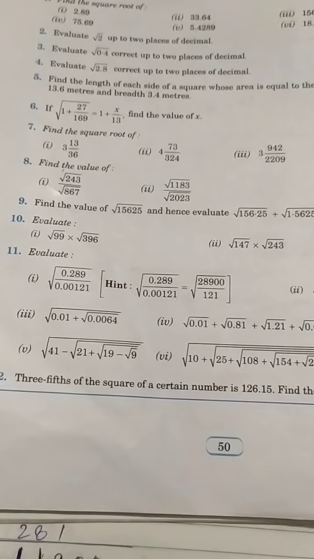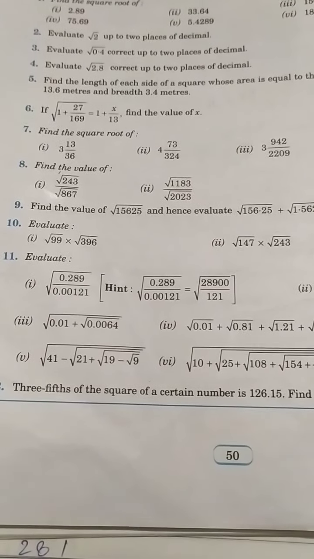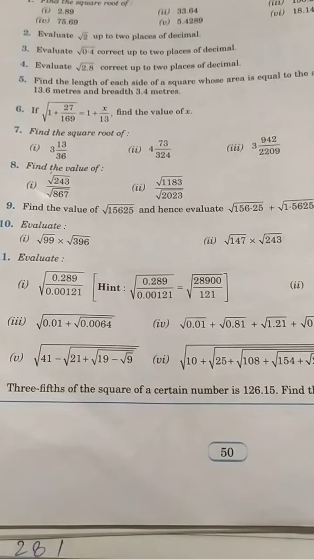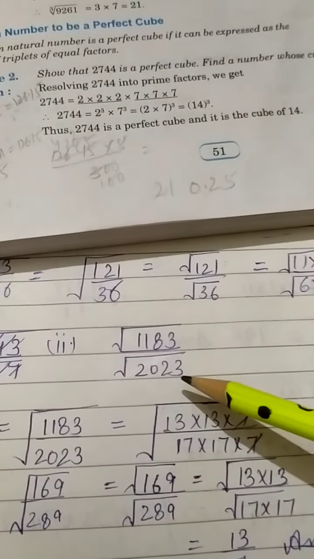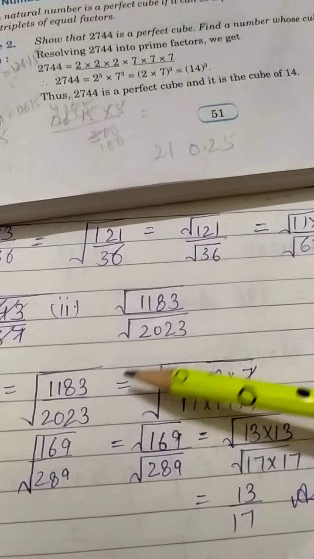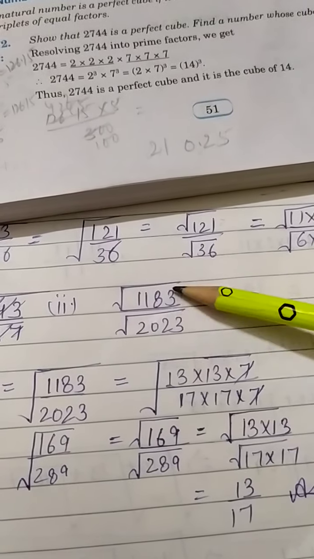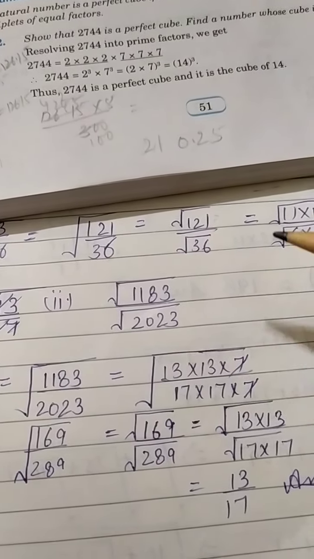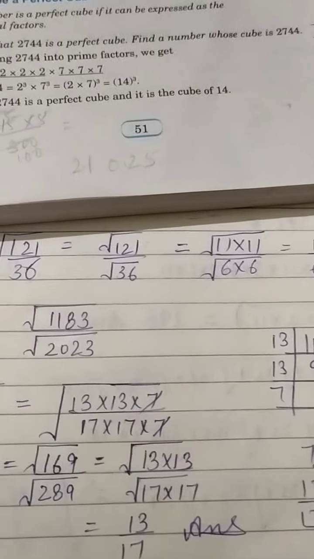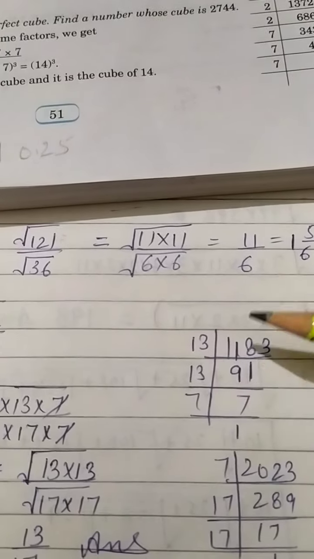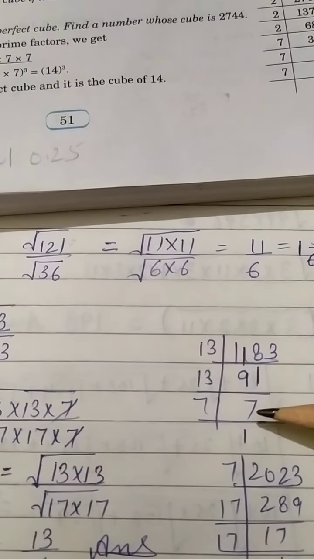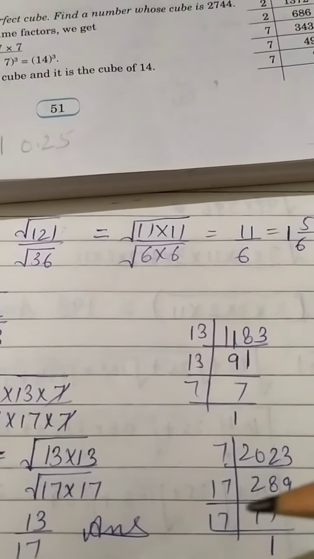Clear, children? Now see the 8th question. Find the value of. Okay, two parts are there. See the second part, children. 1183 upon 2023. Again we have to do the square root of 1183 and 2023 individually. So we will take out the factors of 1183 because we don't know it. By prime factorization you can do it, and by the division method also you can do it.